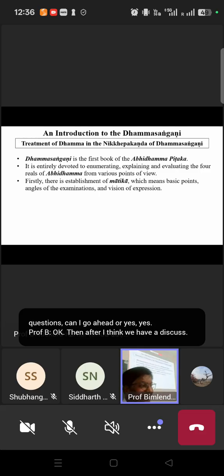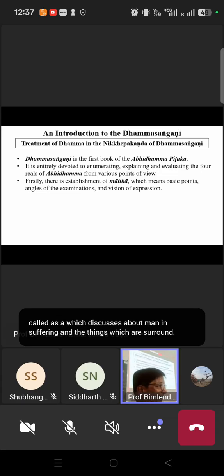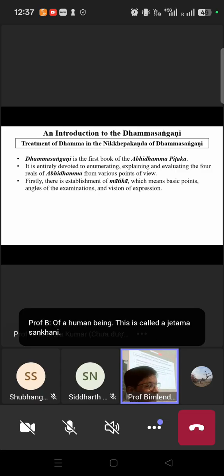So now we are coming to how the treatment of Dhamma, that is the Chitta, Chetasik, Rup and Nibbana, has been given in Dhammasaṅgaṇi in the form of four chapters. Here we have already seen that Dhammasaṅgaṇi is a text which discusses man in suffering and the things surrounding the personality of a human being. This is called Dhammasaṅgaṇi.